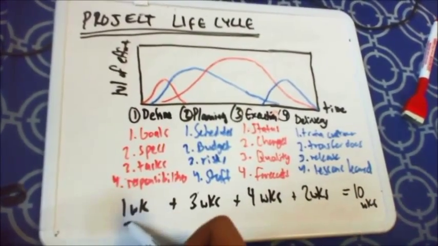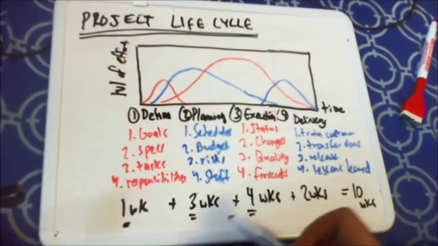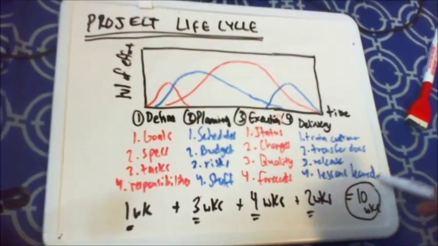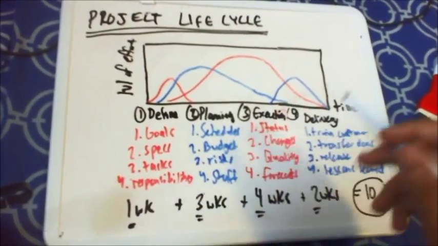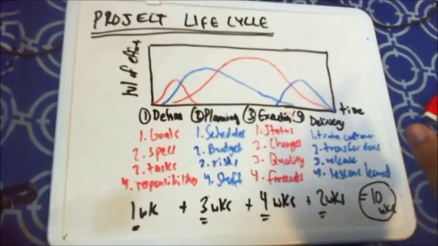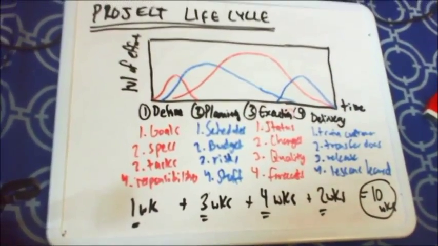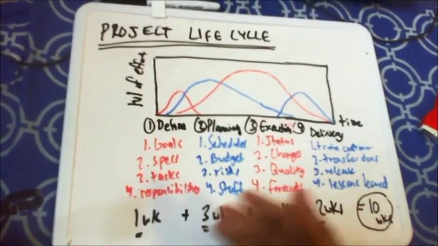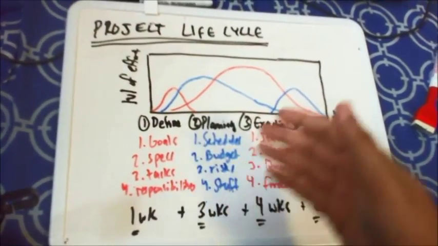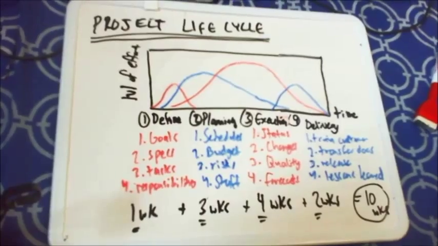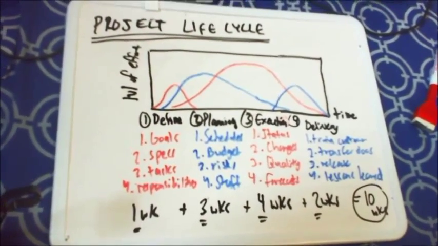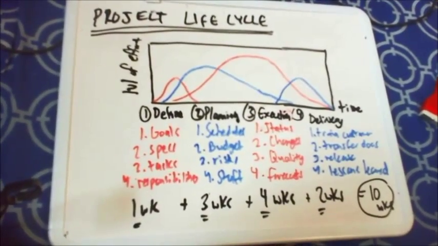about 2 weeks. So 1, 3, 4, that's 8, and plus 2 is 10 weeks. So in a 10-week project, this would be sort of the breakdown of the actual project, give or take. Nothing's concrete. Some may take longer than others. Some may switch around due to changes or problems faced during the project life cycle, but this is a general idea of what the project life cycle would look like.